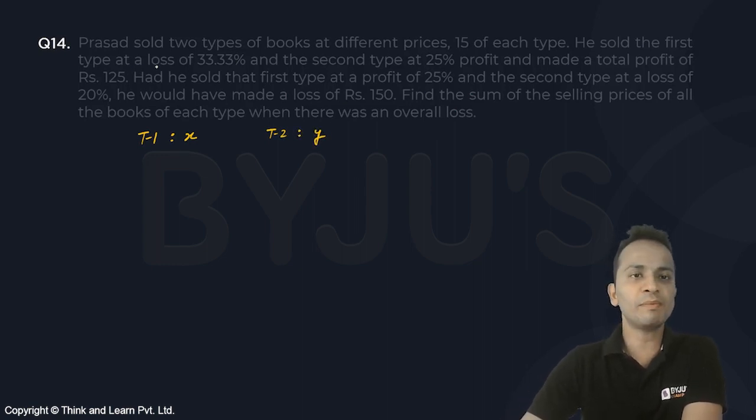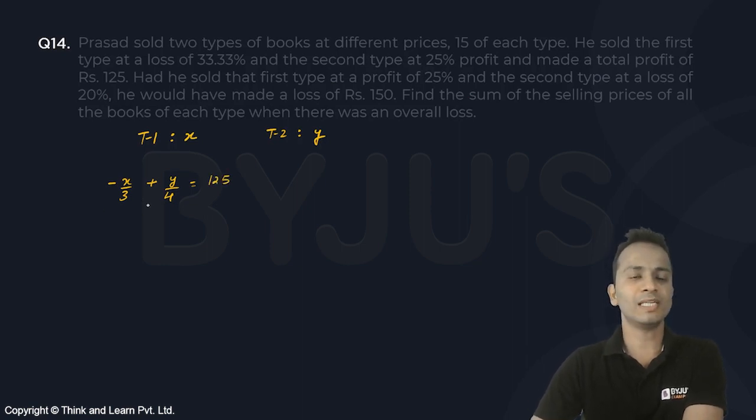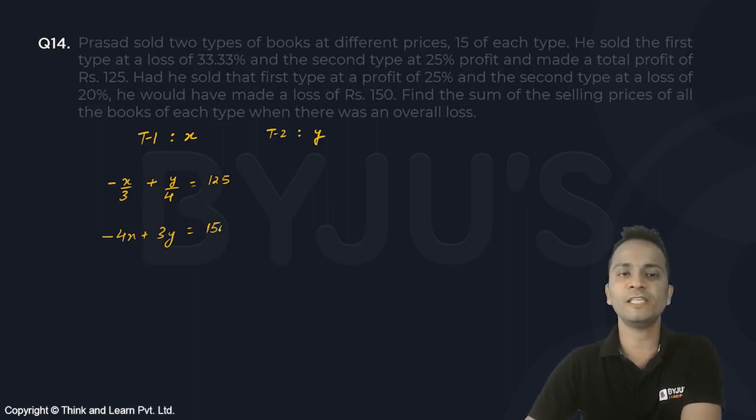Now he sold the first type at a loss of 33.33%, so loss of one third. So minus x upon 3. So x upon 3 is the loss. Why have I put a negative sign? Because it's a loss. The second type at a profit of 25%, so plus y upon 4. The net profit is 125 rupees. Okay. Now simplifying this equation, doing cross multiplication, you will have minus 4x plus 3y is equal to 125 into 12, that is 1500, right? So this is the first equation.